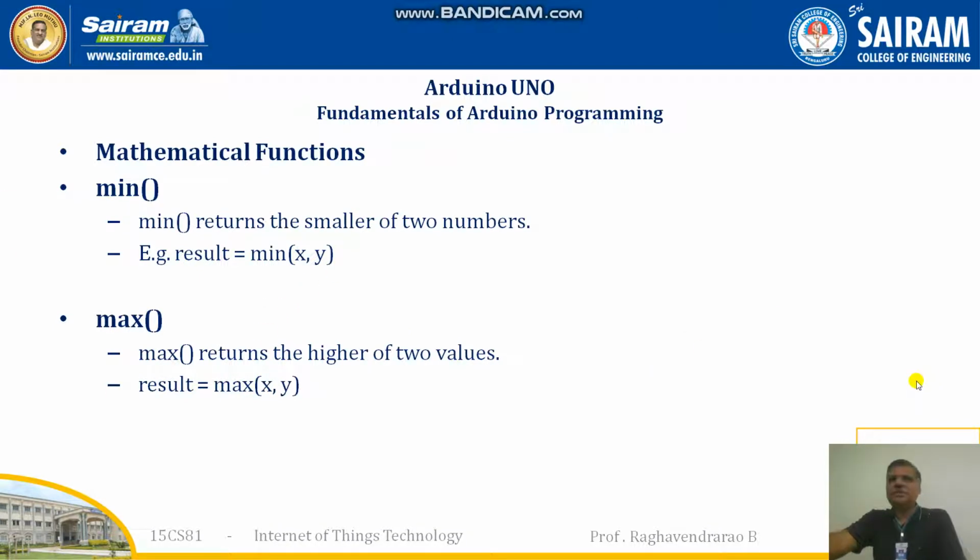Some mathematical functions are also there. Minimum and maximum values that you can find out. Minimum returns the smaller of two numbers, so the result is among the two numbers x and y. Minimum of these two, any one of them will be returned. Maximum is also similar to that.